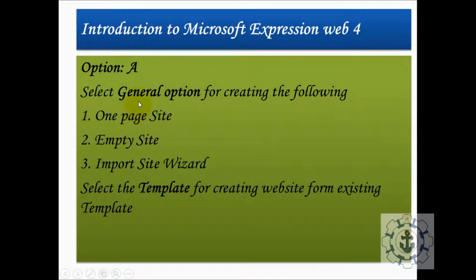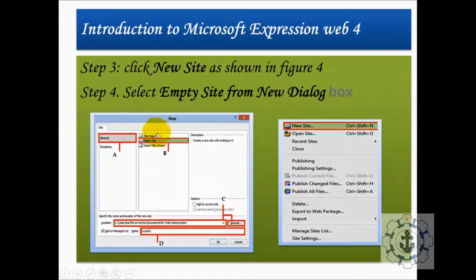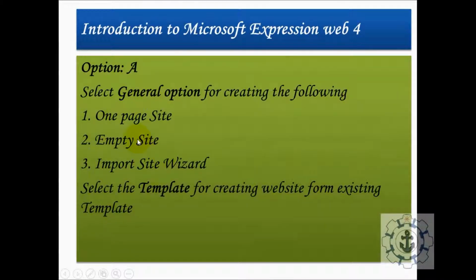Let me see A. The general option for creating a site consists of one page site, empty site and import site wizard. So there are three options: one page site, empty site and import site wizard.